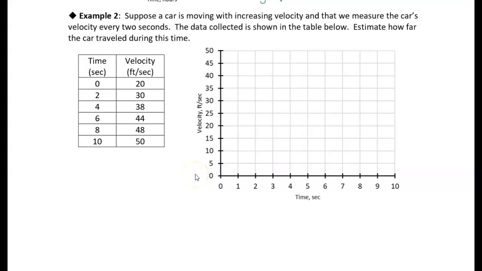All right, so in this example, we're just going to review Riemann sums. We're going to talk about left-hand and right-hand Riemann sums. We're given a car that's traveling with increasing velocity, and all we know about it is some data that somebody has collected, and it looks like the data was collected every 2 seconds. And we're asked to estimate how far the car traveled during this time.